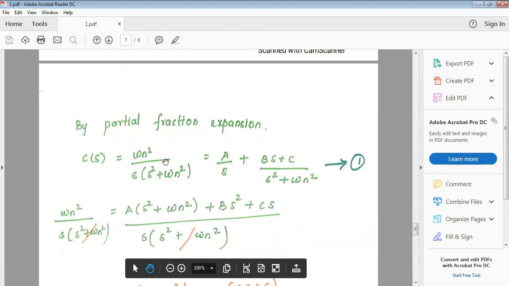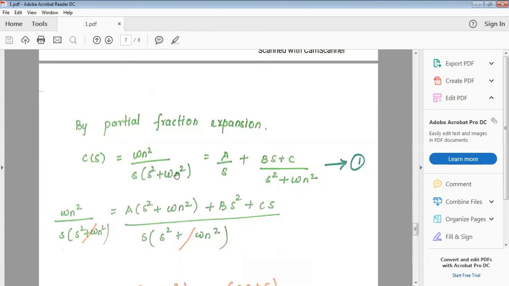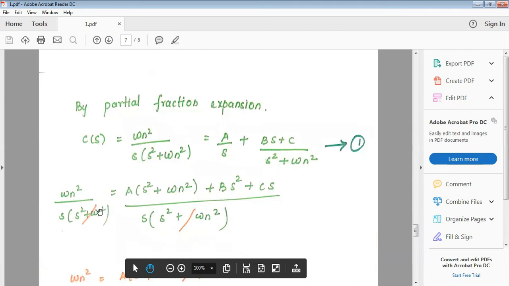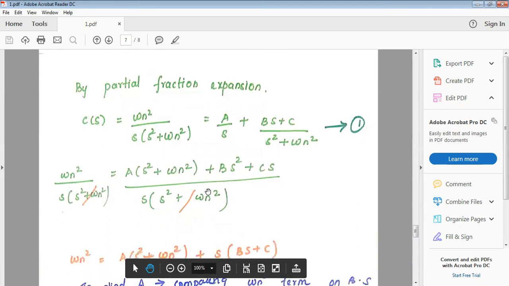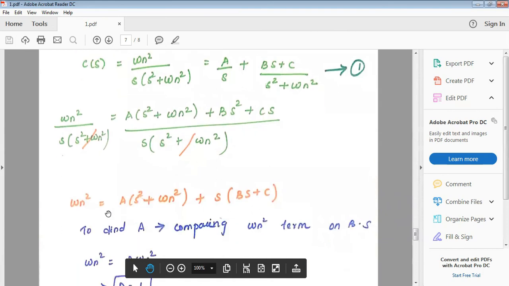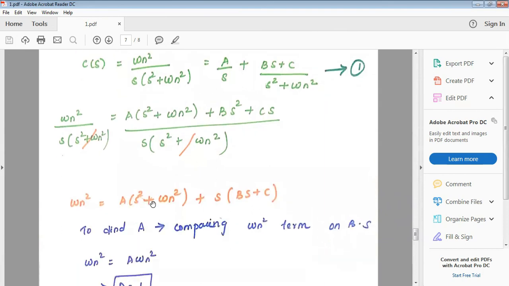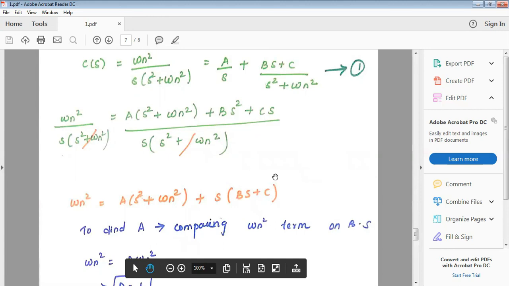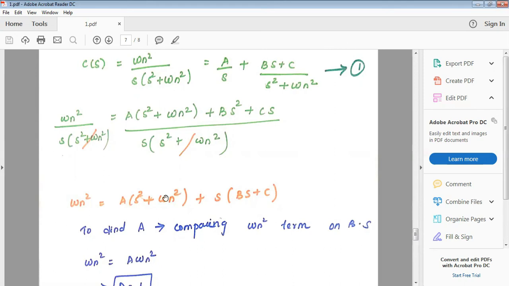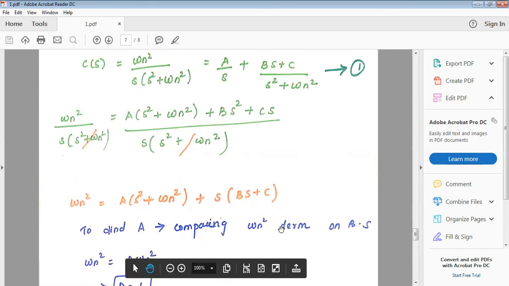Now considering these two terms, just by rearranging, we will be getting the value like this. Both the denominator terms are the same, so we can cancel them. Then we will be getting omega n square is equal to a into s square plus omega n square plus s into bs plus c, right? I am taking the s outside and we will be getting bs plus c. So now we have to find the a, b and c values to find the time response of this system. To find a, we have to come here to the a term, where we have this omega n square, right? So we have to compare the omega n square terms.